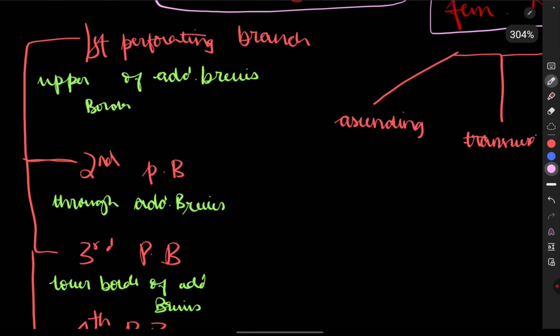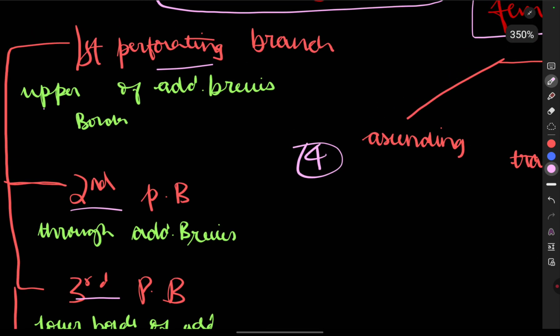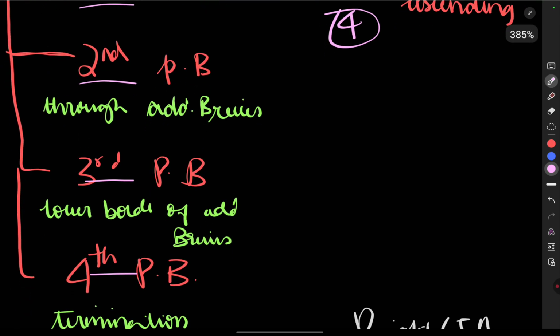So see, the profunda femoris artery gives off perforating branches. How many? 4 perforating branches: first, second, third, fourth. So the first is near the upper part of the adductor brevis, the upper border of the adductor brevis.